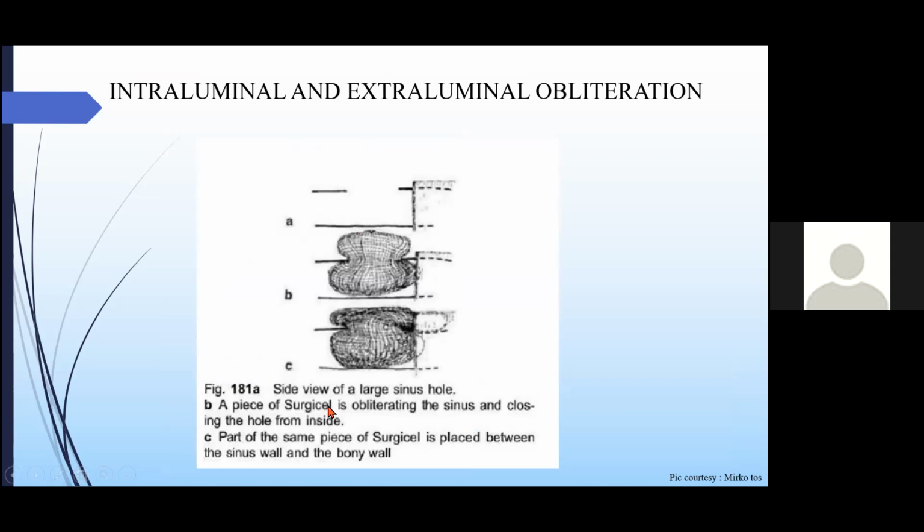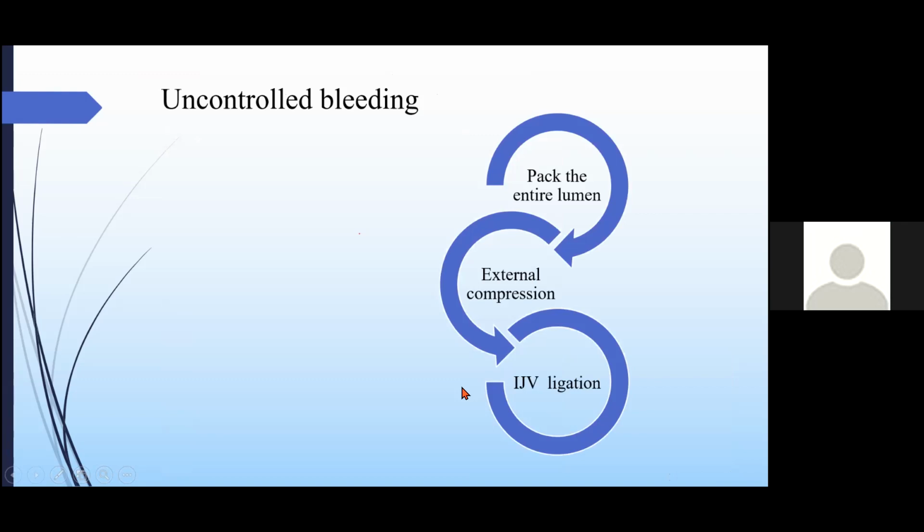Sometimes we have to do both. Even after obliterating this large defect with the Surgicel, the large part on the outer side has to be covered with an additional layer of Surgicel, and it also provides a good obliteration. Then it is done both ways, intraluminal and extraluminal. Even after all this, if the bleeding doesn't stop with packing of the lumen and pressure, then we have to ultimately go for IJV ligation. We have to open the neck, explore it, and the IJV has to be ligated.